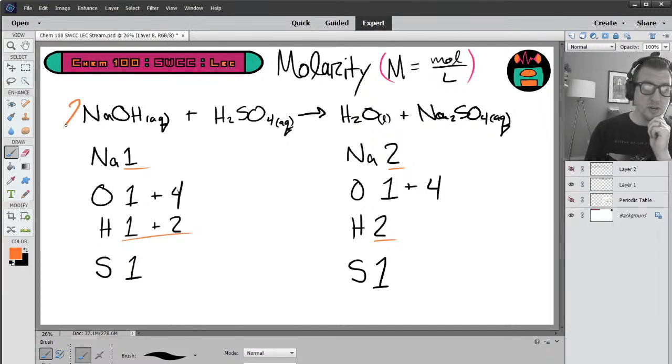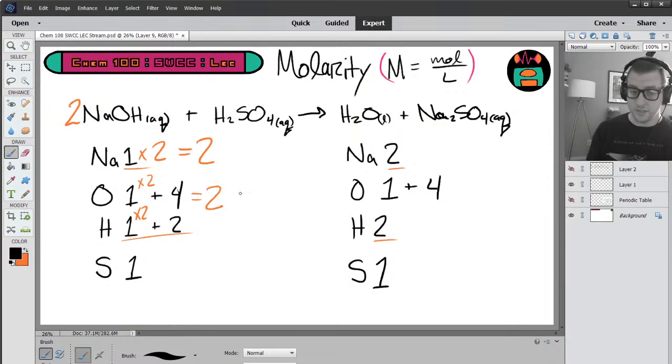If we multiply sodium hydroxide by 2, this will change our sodium, oxygen, and hydrogen counts. Sodium, now we have 2 on the reactant side. Oxygen, we have 2 coming from sodium hydroxide. We still have those lingering 4 from sulfuric acid. And then for hydrogen, we have 2 coming from sodium hydroxide, plus the other 2 from sulfuric acid. Now, oxygen's out of whack, which is disconcerting, but hydrogen seems relatively fixable.